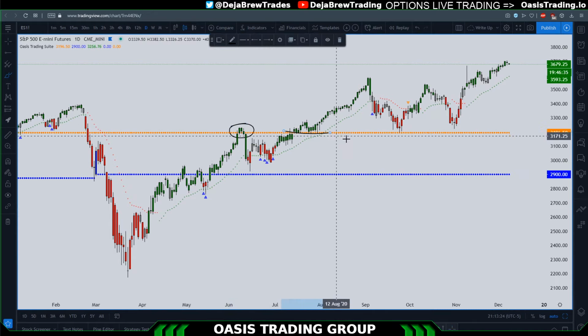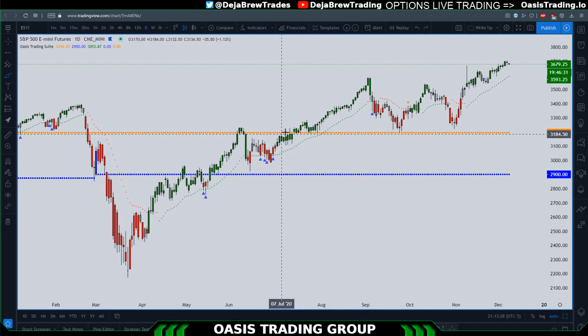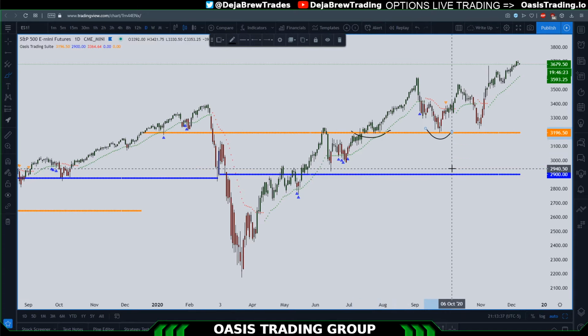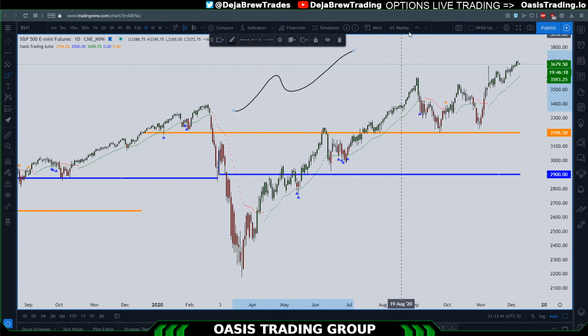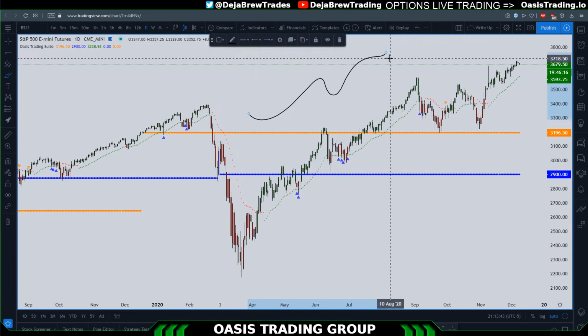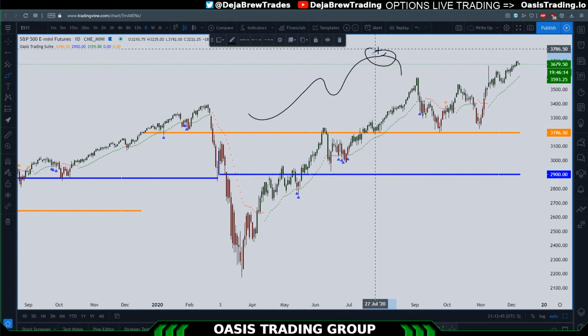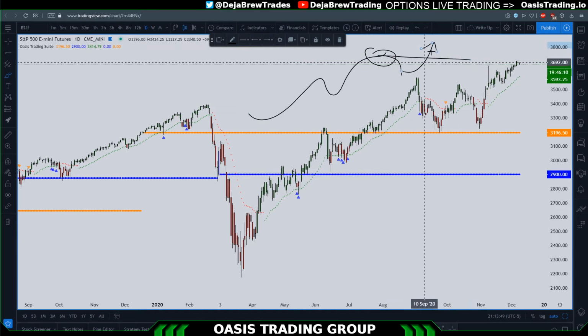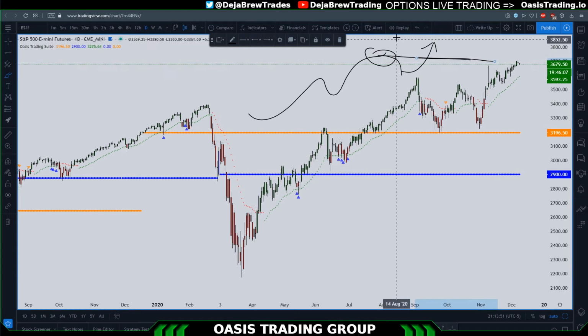But look at how it respects it here and here. Almost perfect bounces off of that pivot. So not only can the orange pivots be resistance, they can also be support. Okay, so the orange pivots will only form on a move up. So it has to be an uptrend to form an orange pivot, but it doesn't have to be a resistance at all times. Once you break that orange pivot to the upside, that orange pivot will become a support.